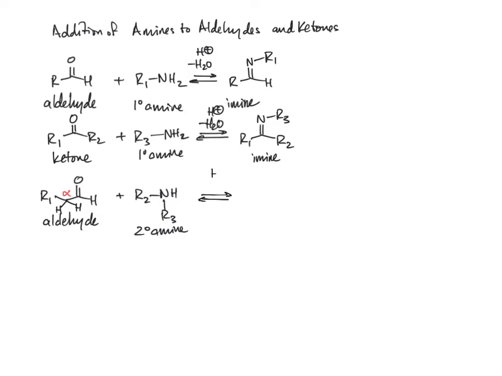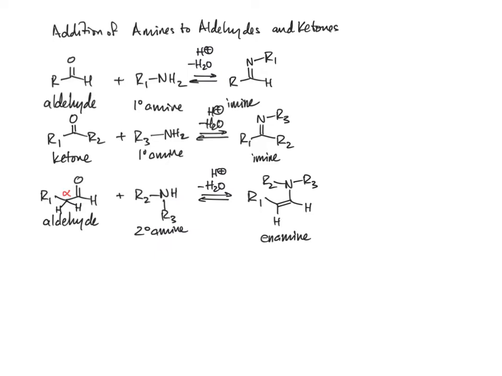So this forms a different functional group now called an enamine. So this is called an enamine. And we can see where that name comes from and the fact that we have an alkene. So there's the en and then amine. So here's your amine here. So enamine.